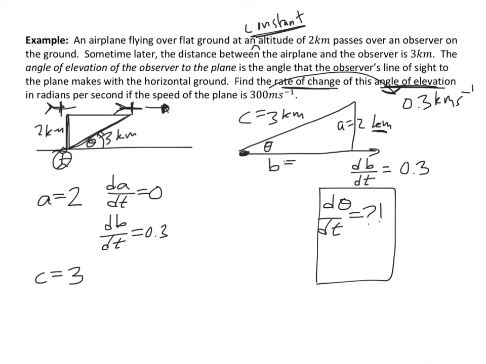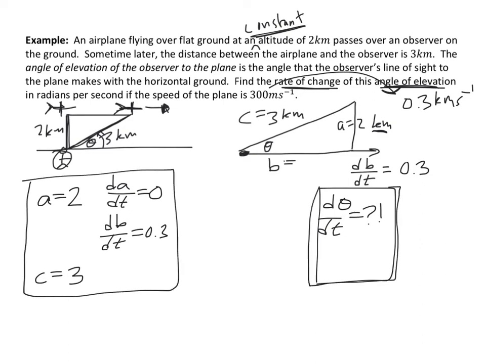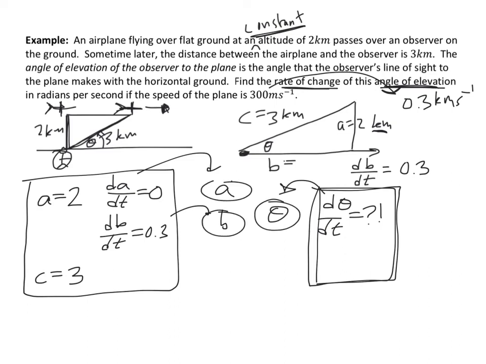So now that I have this list of things that I know and things that I want to know, my next step is to pull together the variables that I have rates for. Do I know any equations that will relate A and B and theta?